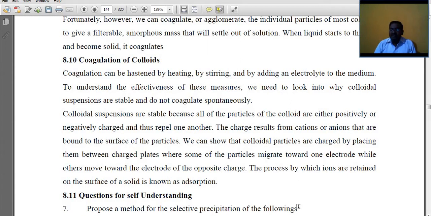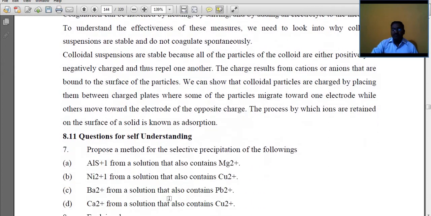We can show that colloidal particles are charged by placing them between charged plates, where some of the particles migrate towards one electrode while others move towards the electrode of the opposite charge. The process by which ions are retained on the surface of a solid is known as adsorption. Anyhow, this is a very small topic.